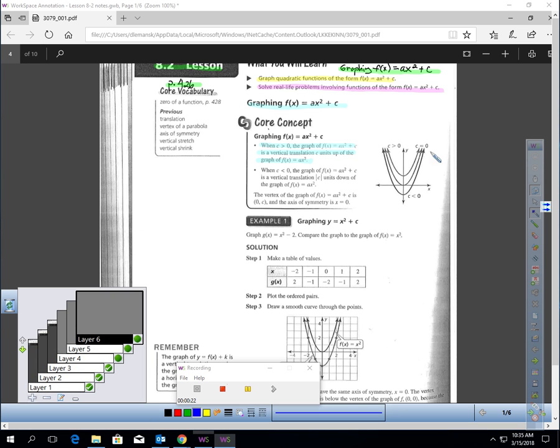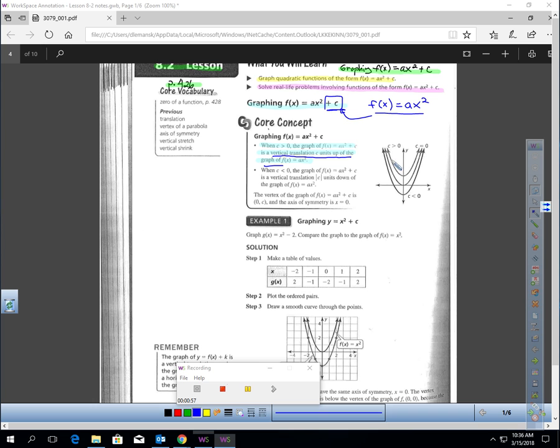Now, in the last lesson you learned how to graph functions in this form. So the only difference in today's lesson is we're going to cover what is happening when we take a function like this and add or subtract some number to it. And they talk about it right here. If the value for c is positive, in other words, if we're adding something, it's going to vertically translate the graph that many units up. So it's going to take our parent function and push it up the y-axis.